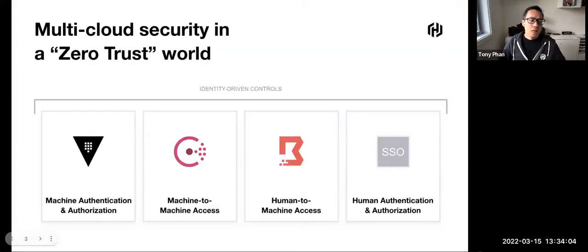So this session is going to focus predominantly on Consul and what we call machine-to-machine access, or service-to-service, which is what Consul is commonly known for. There are other parts of HashiCorp's zero trust narrative. With Vault, it's machine authentication and authorization. With Boundary, it's human-to-machine access. I won't cover those topics today, but if there's interest, please reach out.